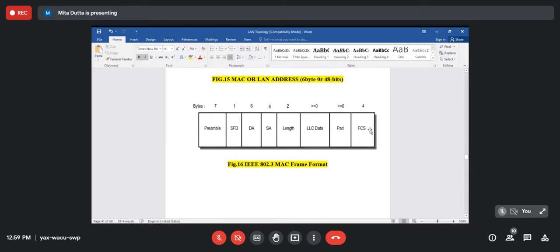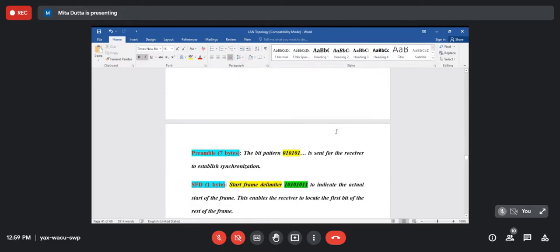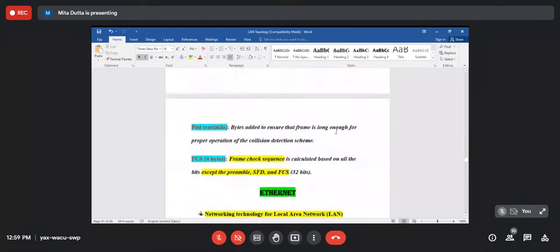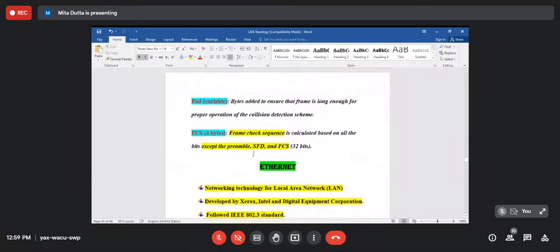So here we are using a 32-bit polynomial, which is CRC, cyclic redundancy check. Here we are using a polynomial code, a 32-bit polynomial code, to check whether there is an error in the data or not. And this FCS is calculated on DA, SA, length, LLC data and pad, that is, on all the bits except preamble, SFD, and FCS itself.